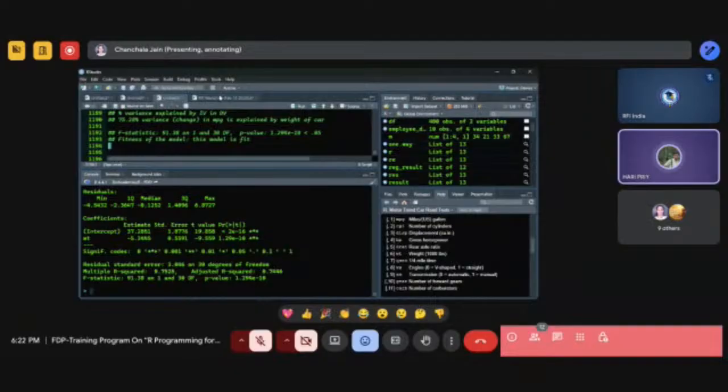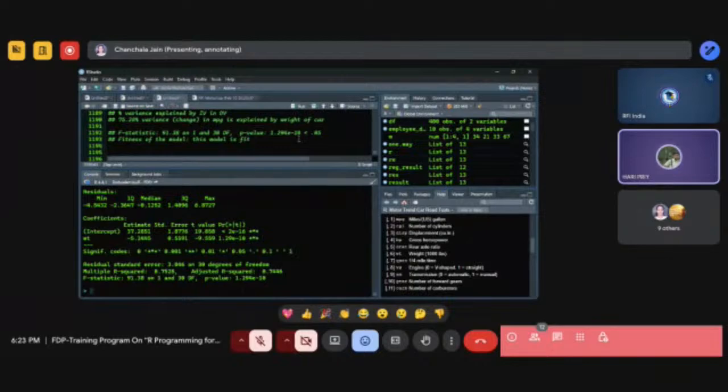Ma'am, please repeat how you have concluded. Okay. F statistic is 91.38 for the degrees of freedom 1 and 30. And the P value is 1.294 E minus 10. So I have seen this value. I told you this value is less than 0.05, less than 5%, right? It is a very small figure. So I said, if it is less than 5%, or whatever level of significance you are considering, you can say that your model is a good model. Your model is a fit model. Is it clear now, sir?